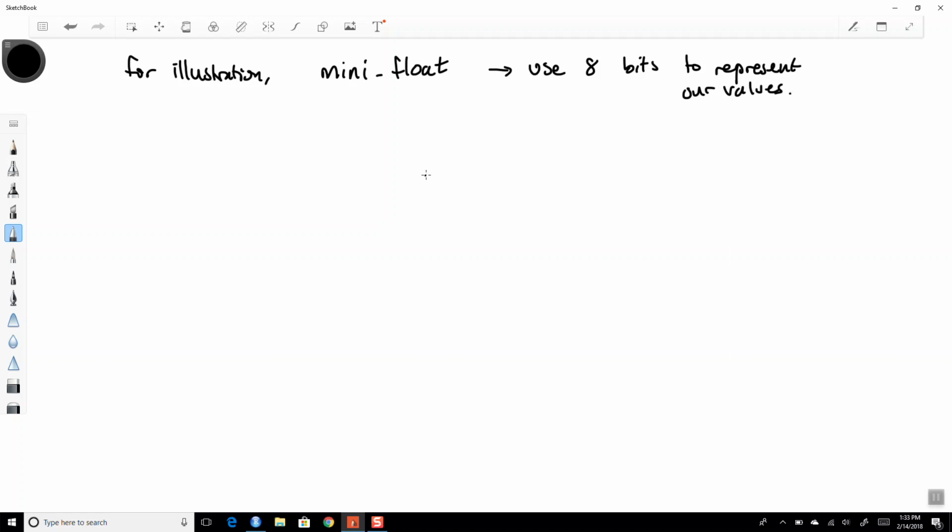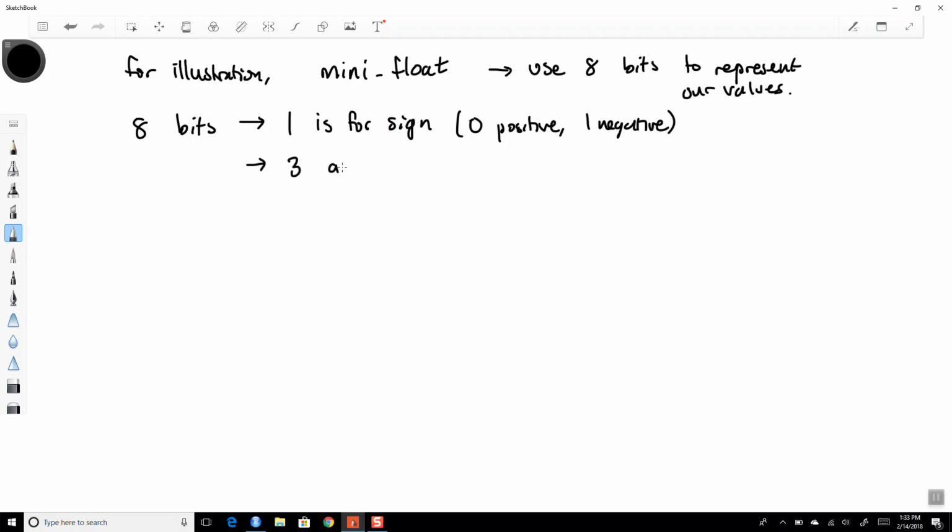Okay, and we split up the 8 bits into 3 groups. One is for the sign, 0 for positive, 1 for negative. Okay, 3 bits are for the exponent. And the 4 bits are for what we call the mantissa. Mantissa, or some places call it the significand.